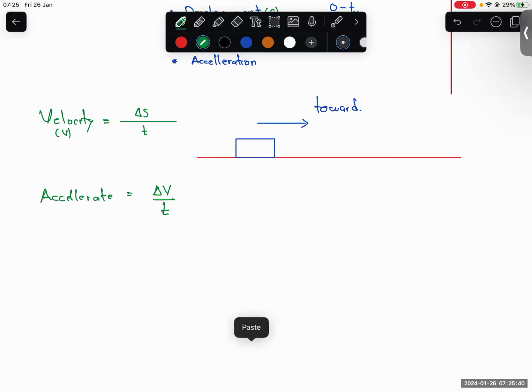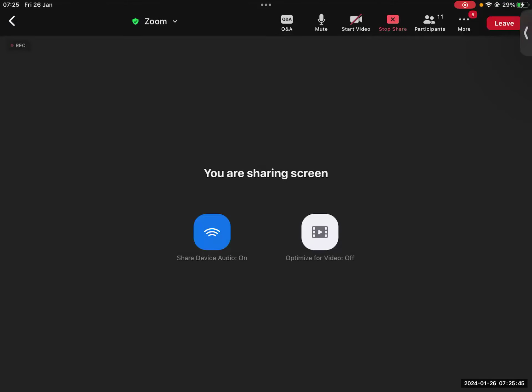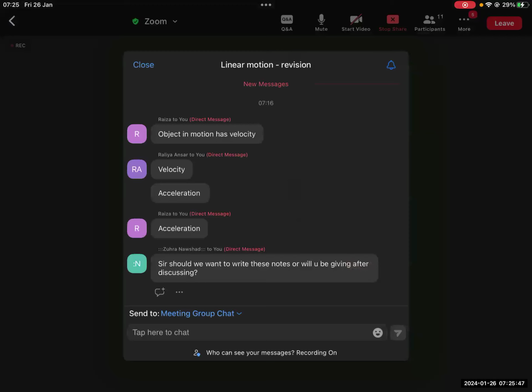Let me check the Zoom window. I have a lot of questions, I think.